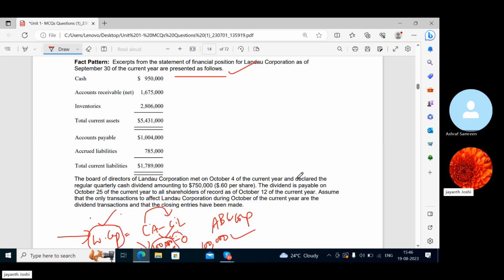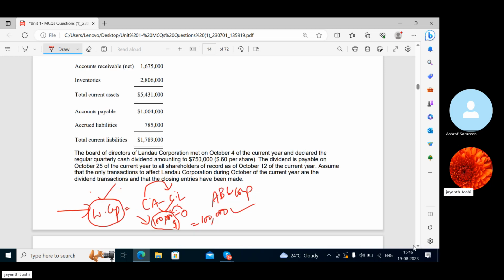So what they are asking is, the board of directors of Landau Corporation met on October 4 of the current year and declared the regular quarterly cash dividend amounting to this much. That means on whatever share capital they have, they are giving a dividend of this much amount. They have just declared it, it seems, right?